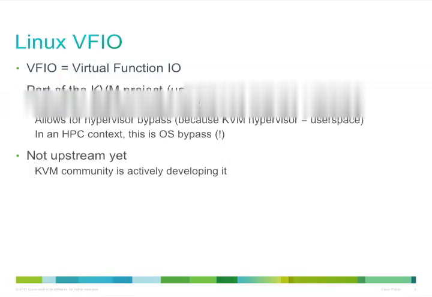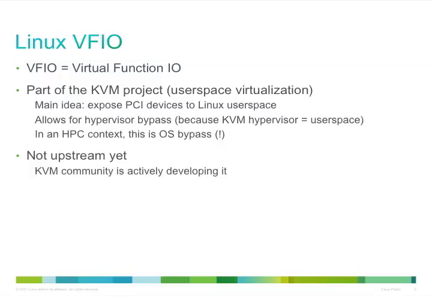Number one is a virtualization technology called Linux VFIO. It stands for Virtual Function I/O. It's a project that's not fully upstream yet. It's still cooking, so we took a snapshot of it and made a demo out of it here. But the goal of the VFIO project is to expose PCI devices to user space. So you can take an Ethernet NIC, for example, and expose a send queue, receive queue, and completion queue up in user space for something like an MPI process to use.